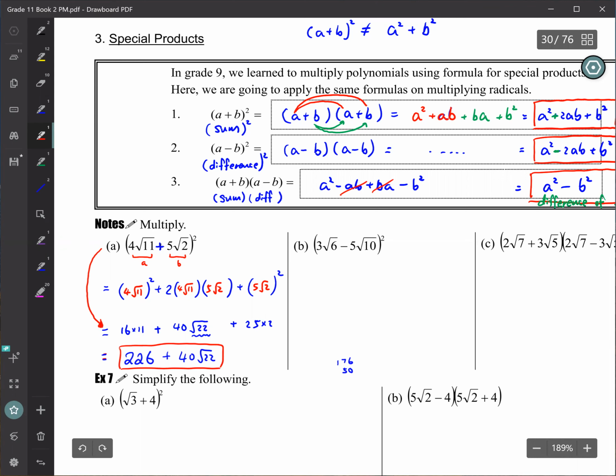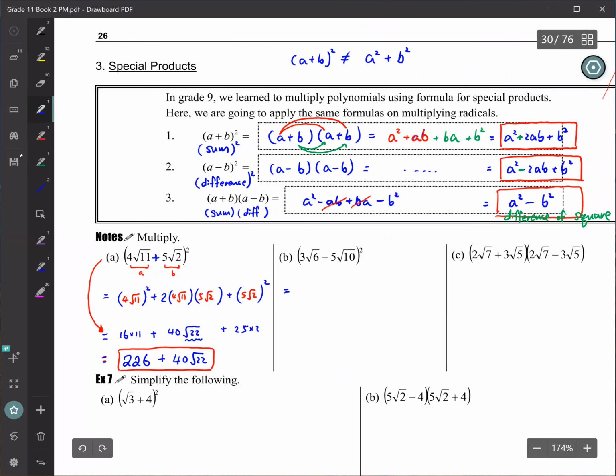Okay, so you just need 2 lines. One is applying the formula, and then next line you simplify, okay? So you don't have to write out all the brackets. Writing out brackets is just the first time, so we go in more detail. So let's try the second formula. The second formula is using the difference. So difference will be a squared minus 2ab plus b squared. This is the A, this is the B.